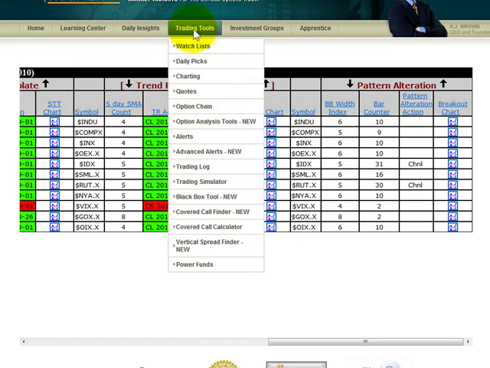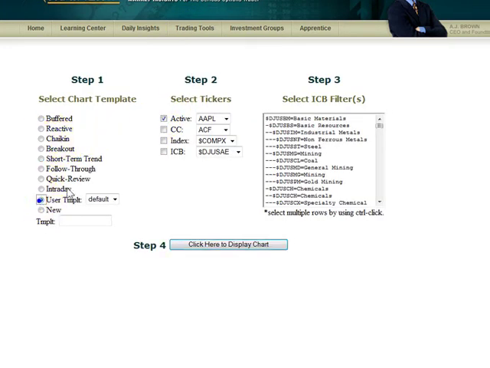So let's go ahead and take a look at some charting. I'm going to go ahead and use my user template that has some simple moving averages built into it. And we'll start off with the Dow.